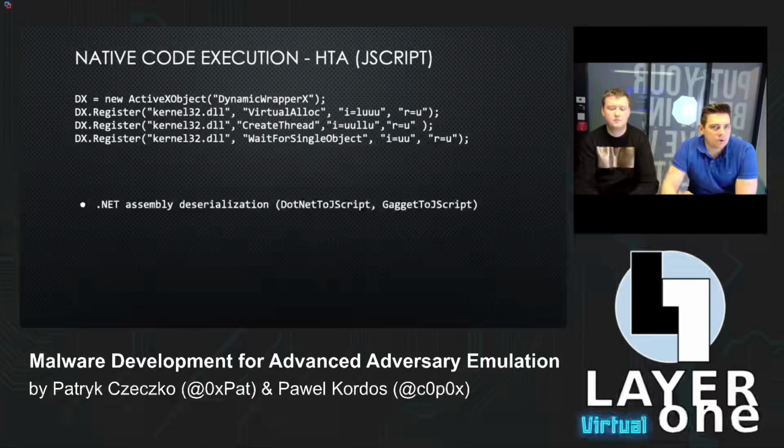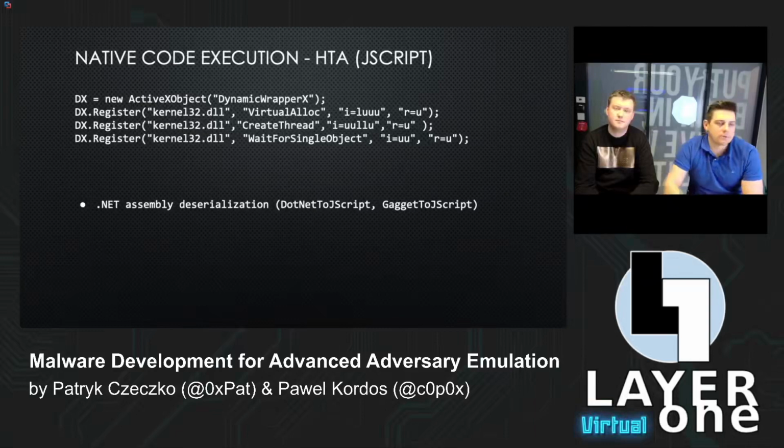And for JScript in HTA, this is very similar to the previous one. We can also import some functions from the DLLs, and you may be wondering what's that in double quotes. This is actually a signature of the function. Those letters mean specific parameters like pointer, integer, short, long, or whatever, and this is what the function returns. So this is some information about the function, the expected parameters, and what it returns.